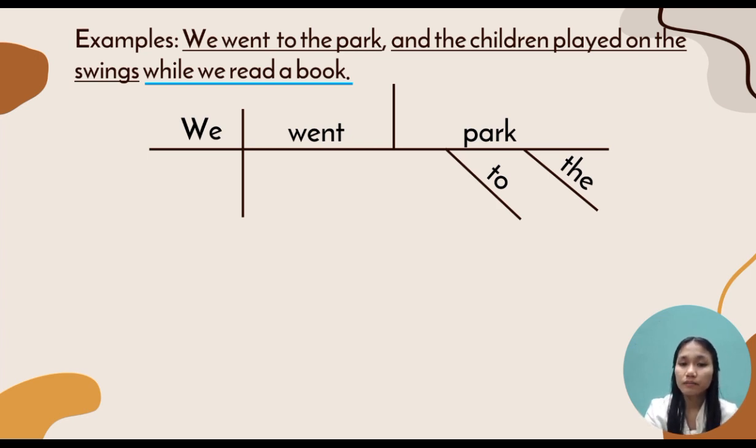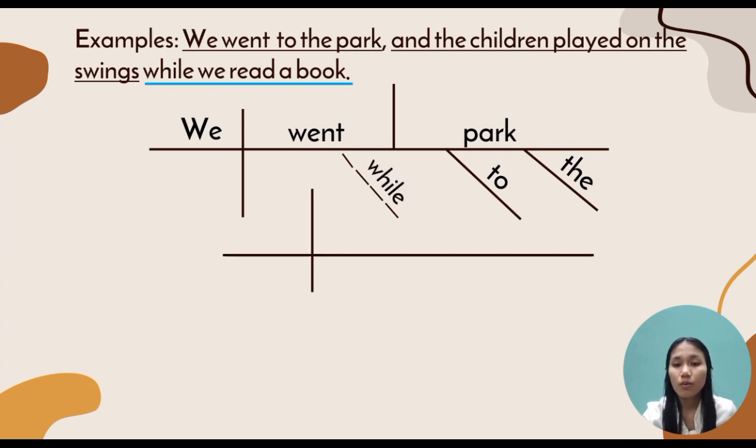Again, the next part that we are going to put in our diagram is the dependent clause. The dependent clause is "while we read a book." While is our subordinating conjunction. That is why we are going to make use of a broken line. While, and then again, we make use of a horizontal and vertical line. We is our subject, read is our verb, then book is our direct object.